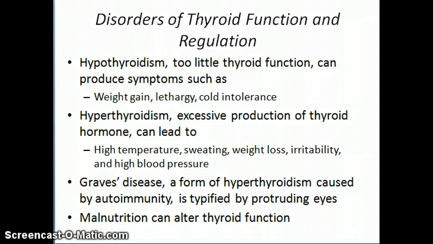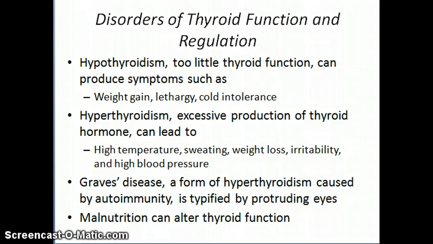You can also have the opposite condition. You can have hyperthyroidism, which means you have too much thyroid hormone in the blood. This causes kind of an amped up feeling in the body, with high temperature, sweating, high blood pressure, rapid heart rate. You can have weight loss and irritability. So both of these are when the body is not able to maintain homeostasis in terms of thyroid levels.